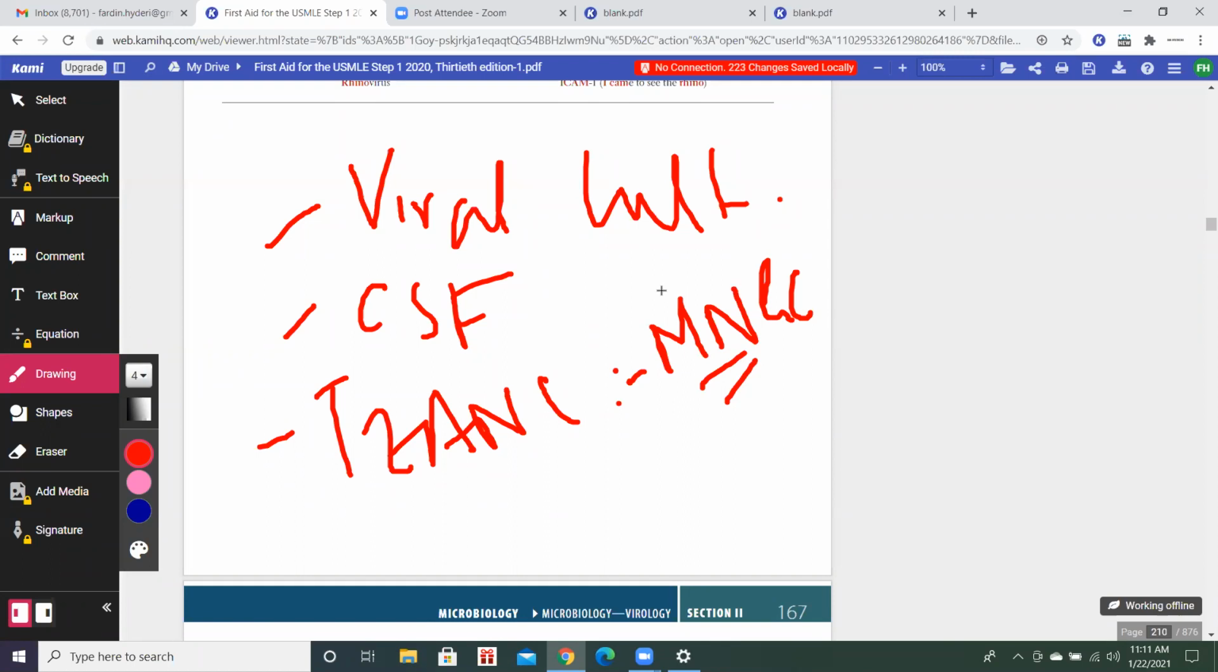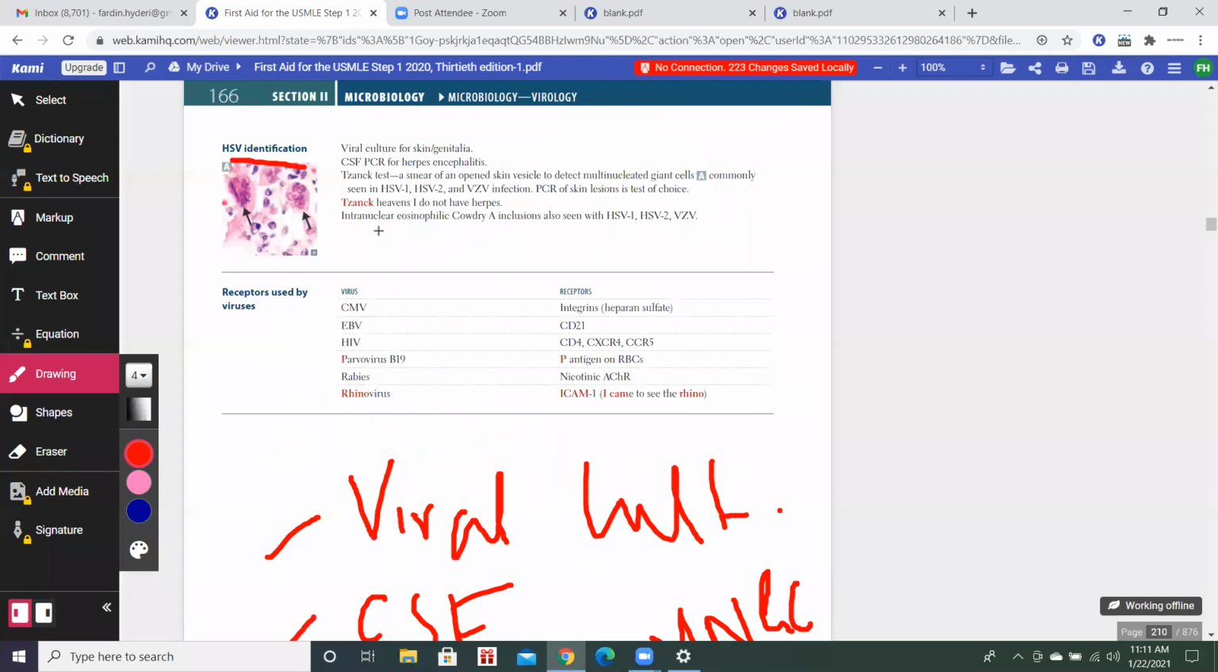Another one is the intranuclear eosinophilic Cowdry A inclusion that is seen in HSV 1 and 2. But I feel like this Cowdry A inclusion knowledge is beyond the scope of Step 1, so you don't have to focus on this one. Okay, this one is important: the multinucleated giant cells that are seen with the Zhang test. That's how you can identify herpes virus, okay?